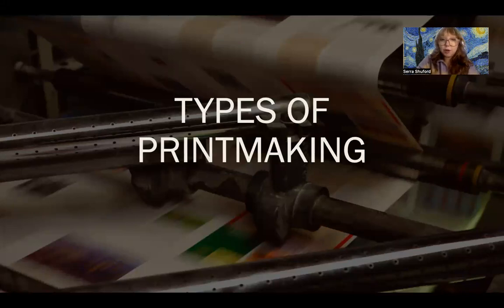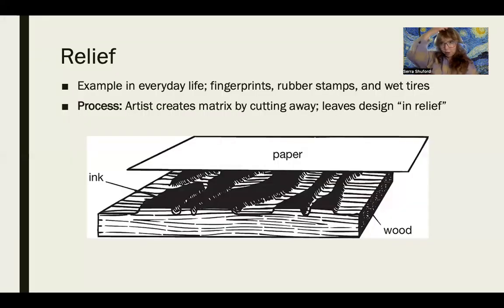So let's get into some types of printmaking. Our first one, and probably the most introductory type of printmaking, is relief printmaking. This can be found in a lot of our everyday encounters, such as fingerprints, rubber stamps, and wet tires. They are all examples of relief printmaking. They have a matrix to them. So your fingerprint, for example, if you look at it, you'll see that there are parts of your fingerprint that are more raised, and then there are parts that are more sunken in. And so those parts that are raised, the matrix, are the part that is going to show up when you go to do your fingerprint.